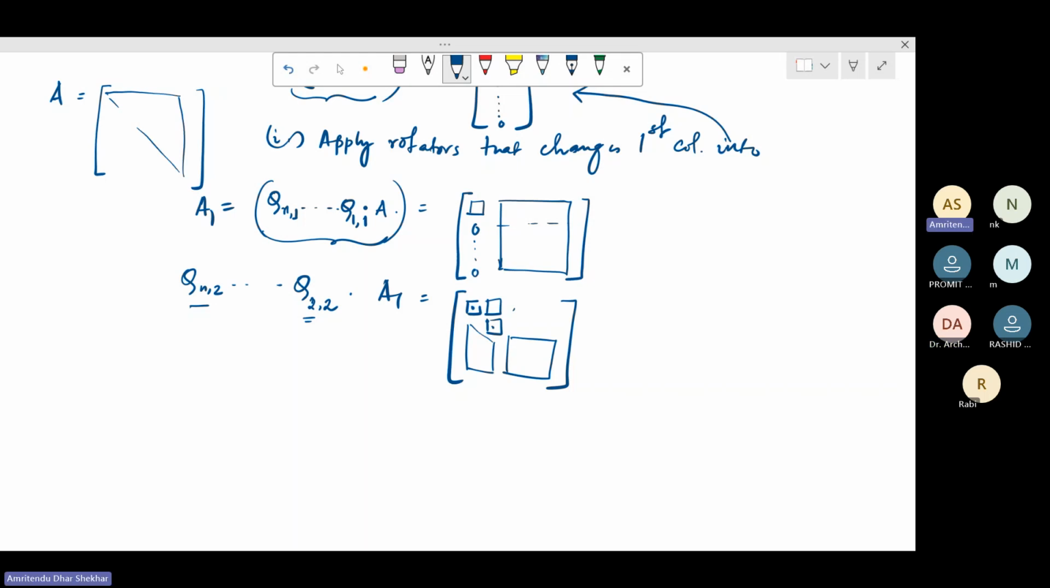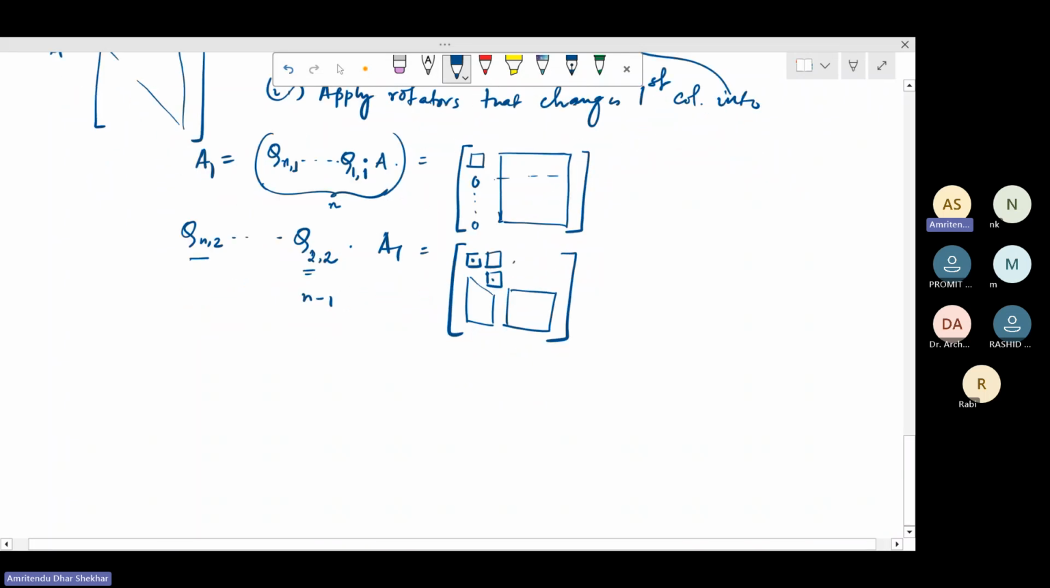So for making the first column into this form, you need to apply n rotators. For the second column, n minus 1 rotators. And likewise, the total number of rotators you need to apply is n plus n minus 1 up to 1, which is O of n squared.